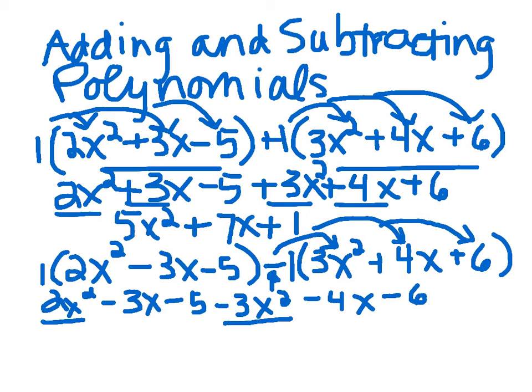Now I've gotten rid of parentheses. I combine the like terms. I've got negative x squared minus 7x minus 11.